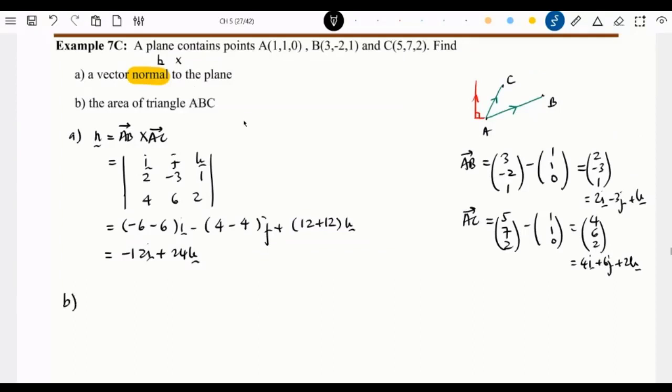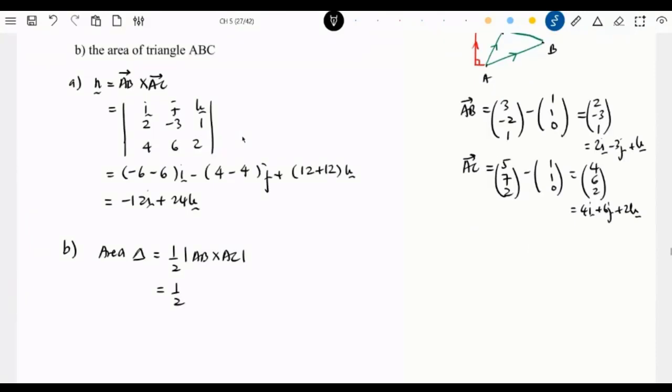Okay, for part B, we can use the same thing because we have the cross product as well. So ini adalah triangle. So kamu boleh pakai untuk cari area of triangle. So area of triangle, we're gonna have half magnitude AB cross AC. So we're gonna have half square root of negative 12 square plus 24 square. Okay. So berapa ni square root of?